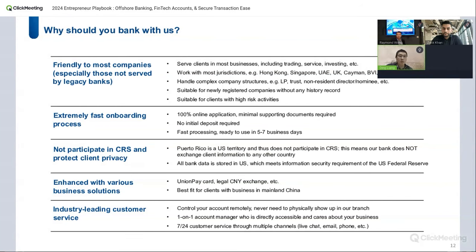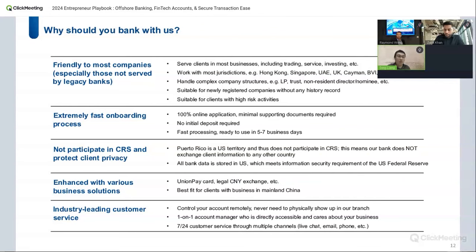Next one is we have various business solutions. I already mentioned some of them, like the Union Pay card. This is not offered by every US bank. We have a Union card. We also have a Visa card as well. And we can do Chinese yuan exchange. All those functions are best for clients with business in China.